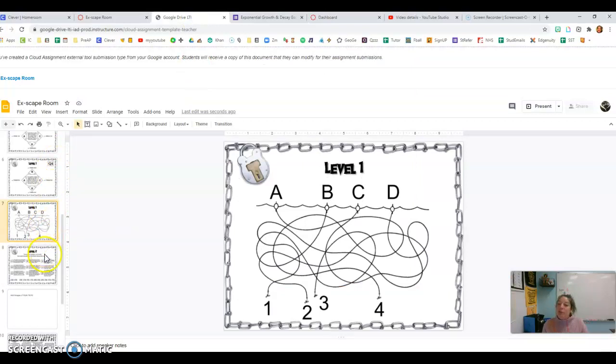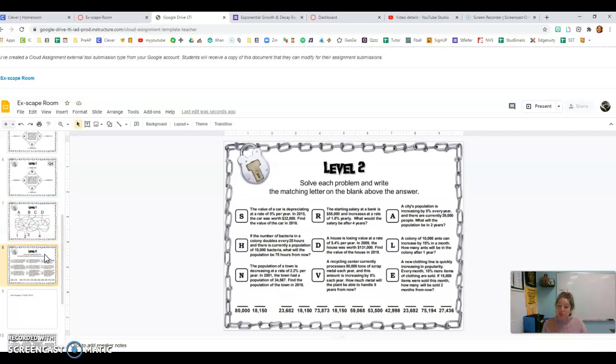When you get to level 2, on level 2, it's going to require you to actually do a little bit of the work yourself, okay? So let's go take a look at level 2. Let's do question letter S, okay?